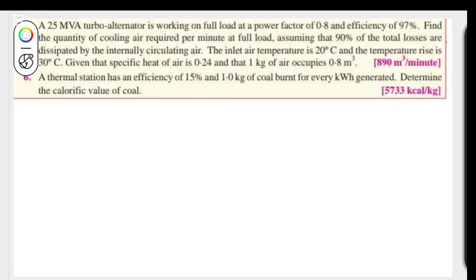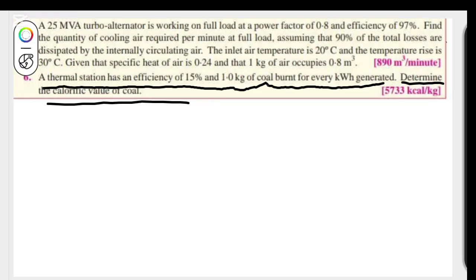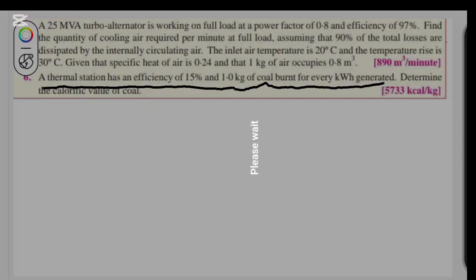The next question says a thermal station has an efficiency of 15% and 1.0 kg of coal is burned for every kilowatt hour generated. We are to determine the calorific value of coal. I have to leave this question for you, but I'm going to solve it because it is very simple.